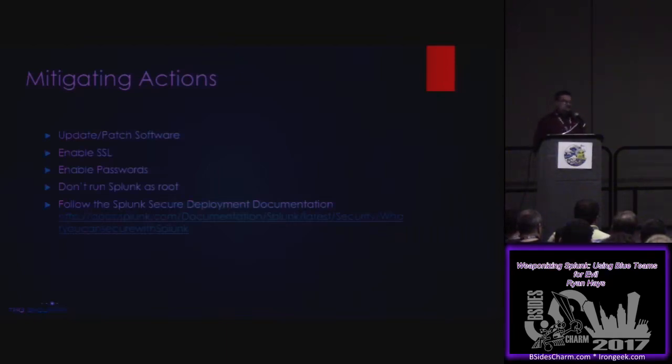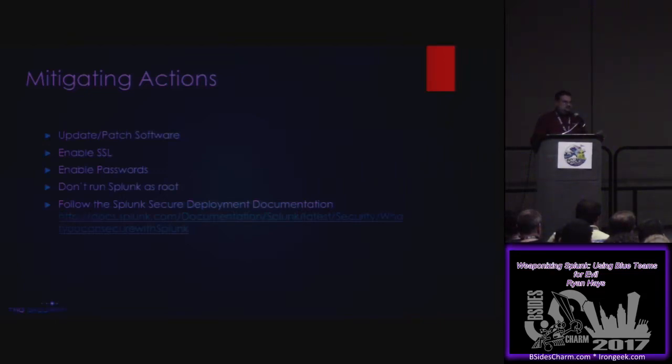So mitigating actions. Obviously, update your software. Enable SSL, change your passwords. In 6.5, it's really nice because they actually have two-factor authentication now with Duo. So you can do that. All you have to do is change your password, enable two-factor, and that literally stops everything in here that I'm talking about, unless obviously there's password reuse or some other way that I got that password.